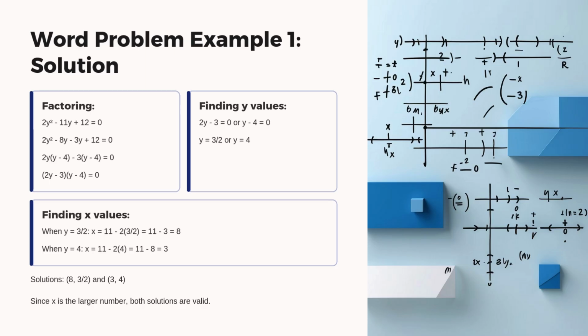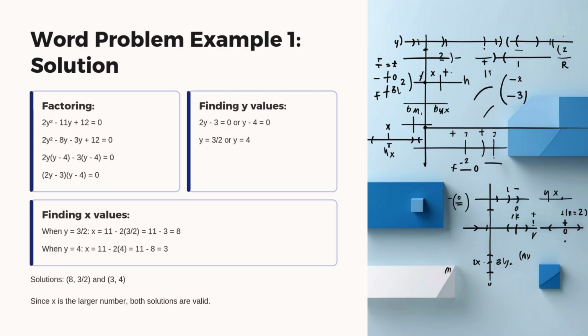From 2y - 3 equals 0, we get y equals 3 over 2. This is obtained by adding 3 to both sides and dividing by 2. From y - 4 equals 0, we get y equals 4. This is derived by adding 4 to both sides.